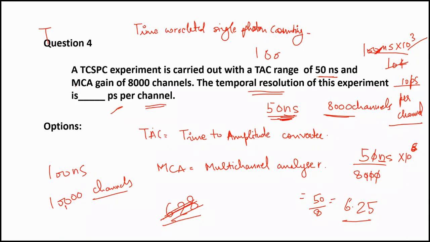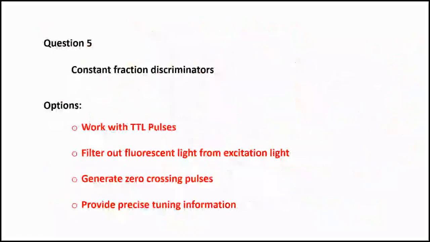Now, if you have any doubt in this question, just please ask me. No doubt? Okay, so we'll continue with the next question. The constant fraction discriminators work with TTL pulses; the second is filter out the fluorescence light from excitation light, generate zero crossing pulses, and provide precise timing information. So, what are these constant fraction discriminators?